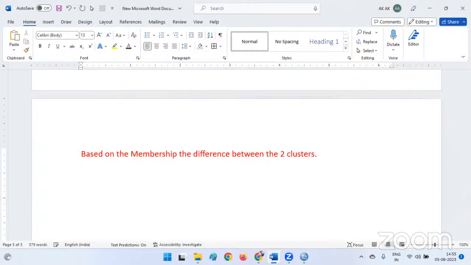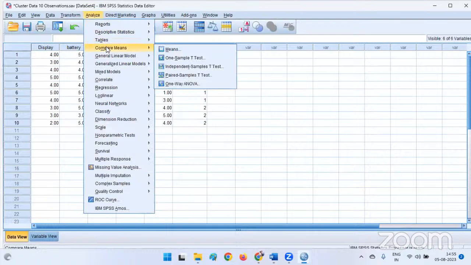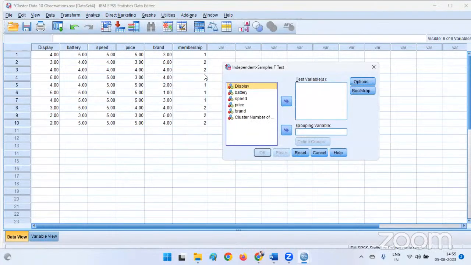We can make hypotheses also, but there is generally no requirement to make hypotheses while testing the clusters. So we go to Analyze, Compare Means, because it is a K-means cluster, Independent Samples T-test, because there are only two categories. If there had been three categories, we would have applied ANOVA, but there are two categories, so we will apply this.